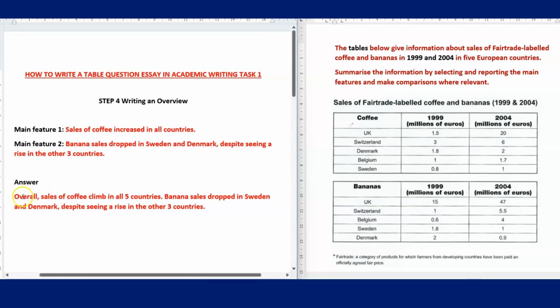So this is the overview that we got. Overall, sales of coffee climbed in all 5 countries. Banana sales dropped in Sweden and Denmark despite seeing a rise in the other 3 countries. So after writing your overview, we now move on to write our major details. Also, we deal with the first detail paragraph.